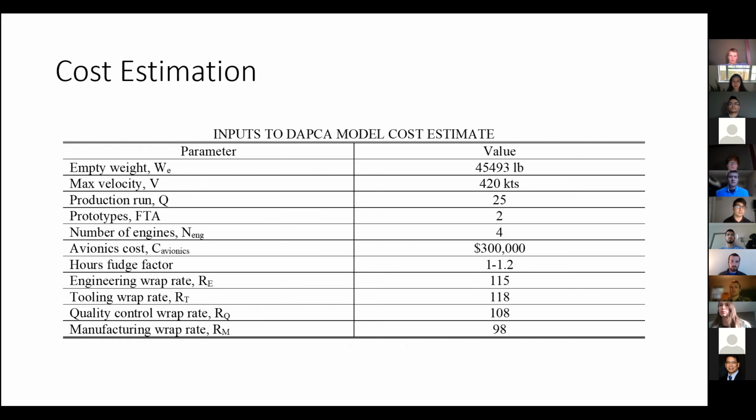So after this, we estimated costs using the development and procurement costs of aircraft model. These are the parameters that are input into the model. Crucially here, we have a production run of 25. So that's what the solution shows. On the next slide, we implement this.